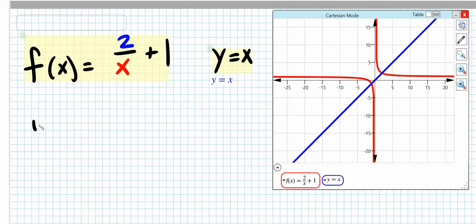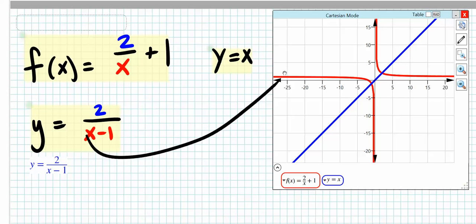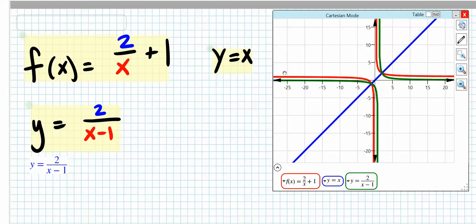Let's go ahead and see. Hey, does that look pretty good to you guys? That looks pretty good to me. Look, they are definitely symmetric over the line y equals x. So the graph verifies it, absolutely.